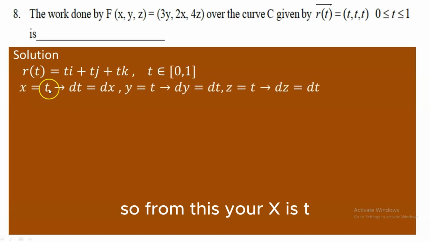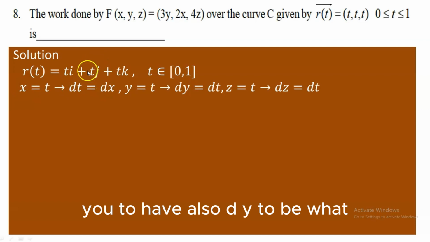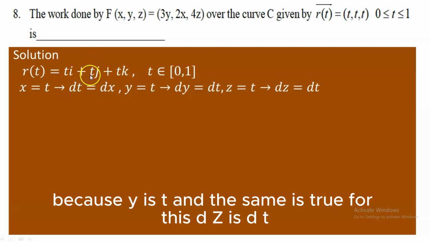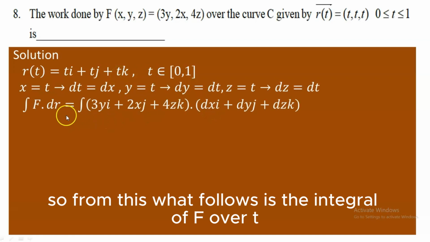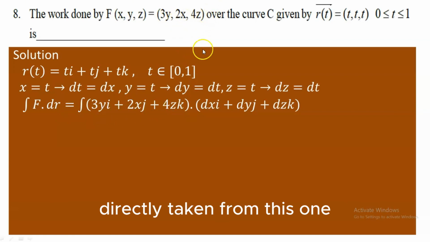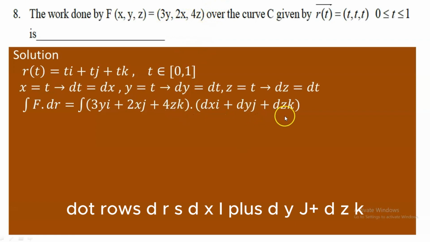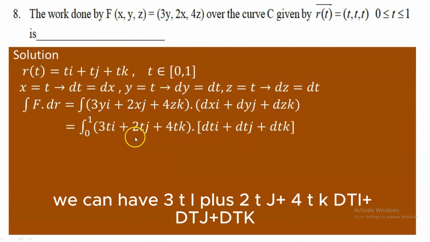From this, your x is t. Clearly, your x is t. So the derivative of x is dt. You do have also dy to be what? dt, because y is t, and the same is true for this. dz is dt because z is t. So from this, what follows is the integral of F dot dr, which is going to be 3y i plus 2x j plus 4z k, directly taken from this one, dotted with dr, which is dx i plus dy j plus dz k. So having this dot product, we can have 3t i plus 2t j plus 4t k, dotted with dt i plus dt j plus dt k.